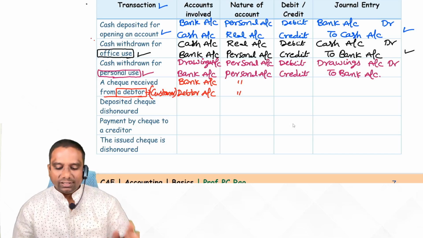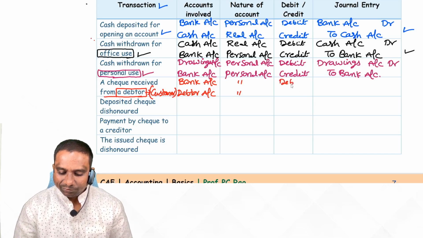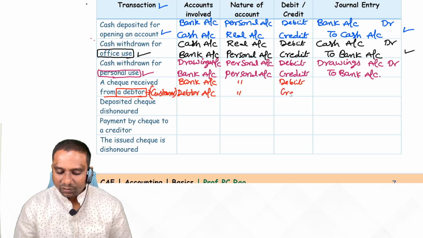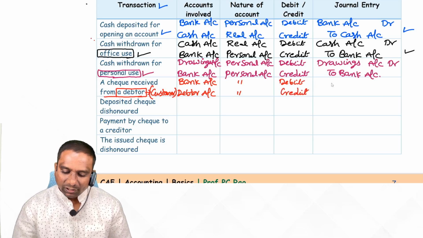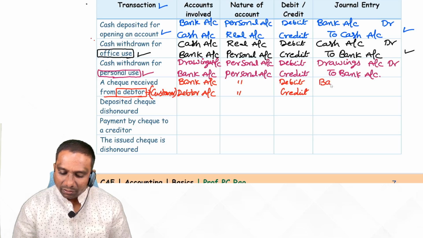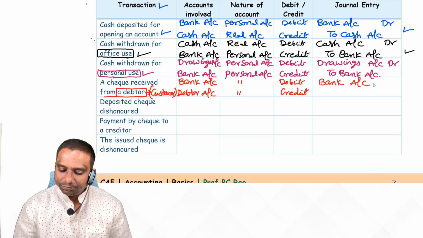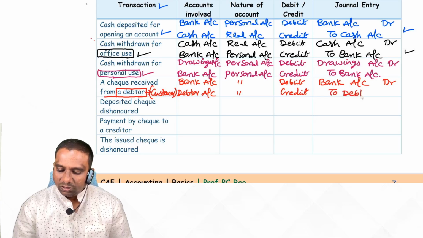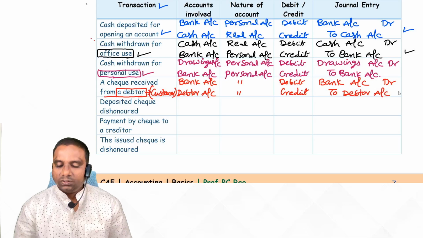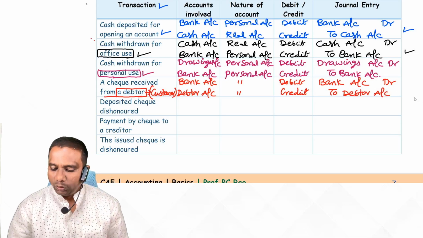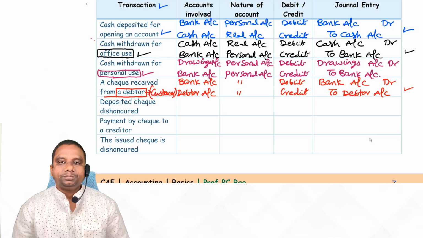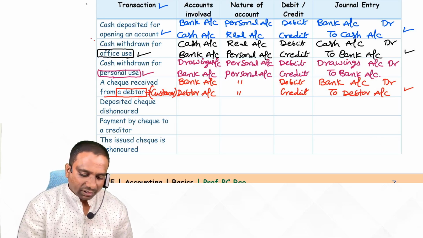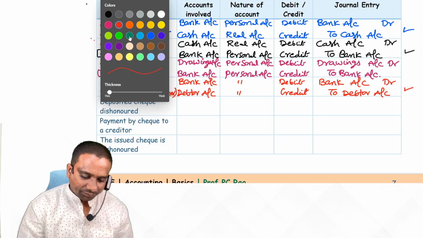Rule: debit the receiver, credit the giver. So finally, what is the entry we record? Bank account debit to debtor account. Important. Is this clear, students? Next transaction.